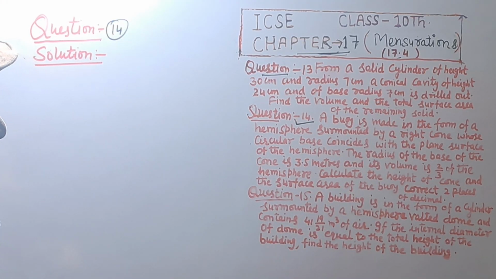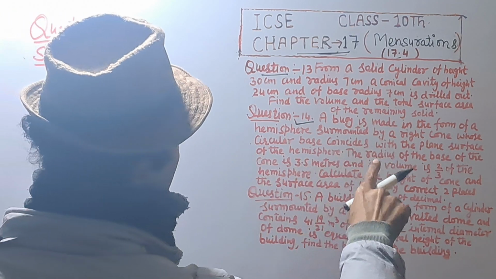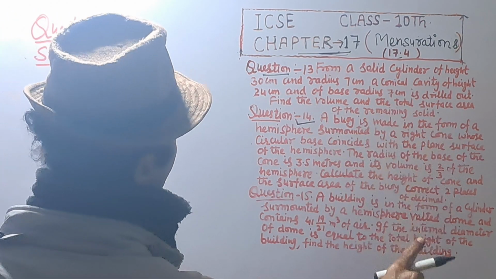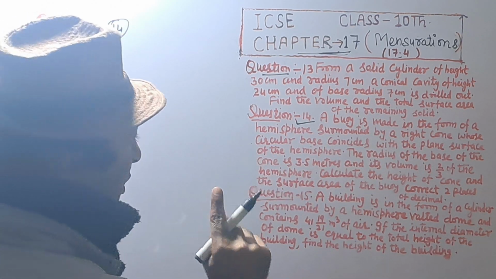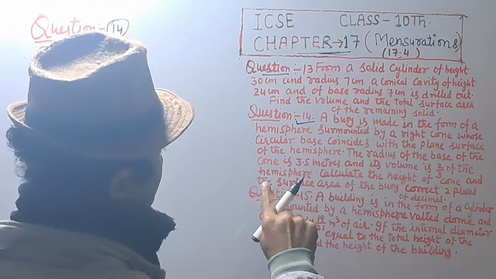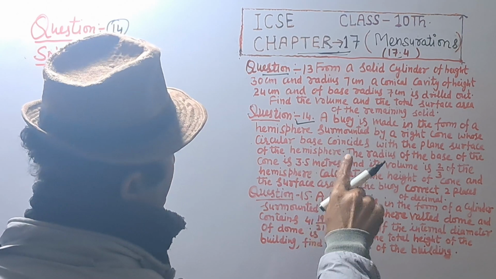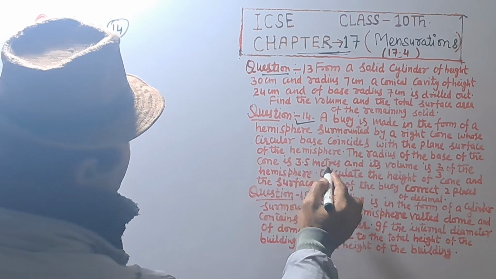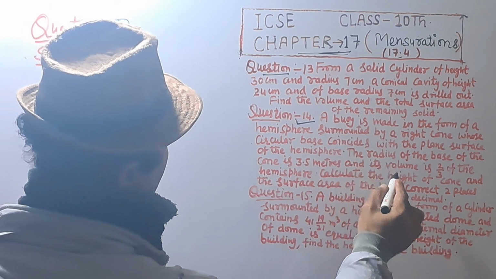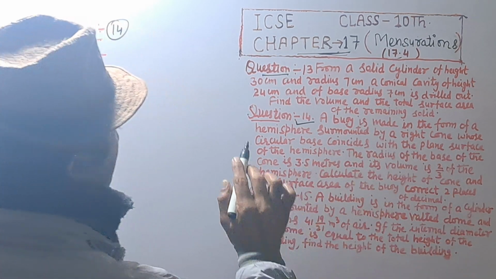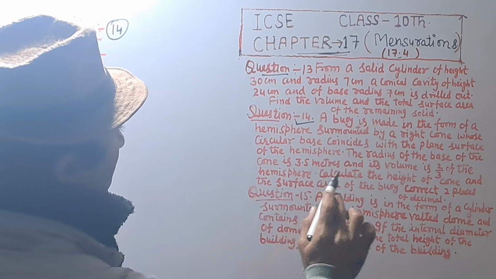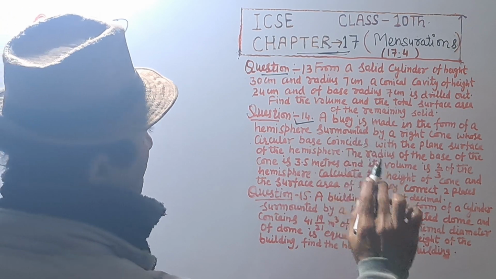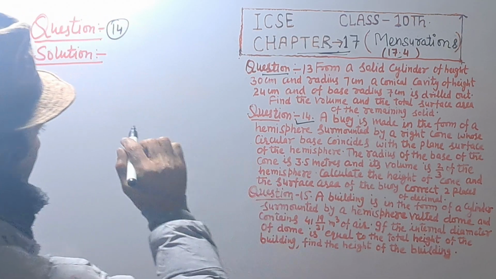Question number 14. A toy is made in the form of a hemisphere surmounted by a right cone, whose circular base coincides with the plane surface of the hemisphere. The radius of the base of the cone is 3.5 meters and its volume is 2/3 of the hemisphere. Calculate the height of the cone and the surface area of the toy. Correct to two places of decimal.